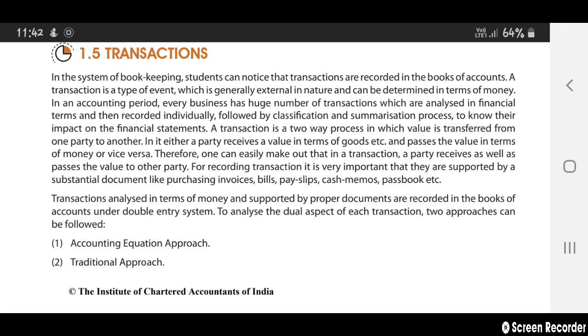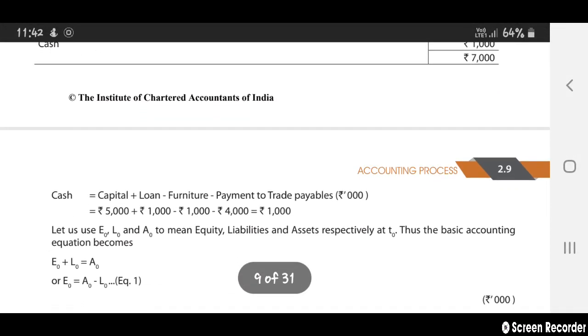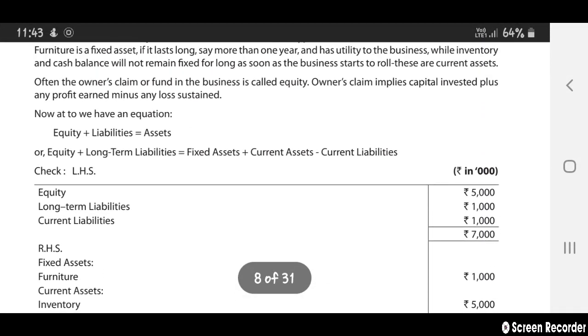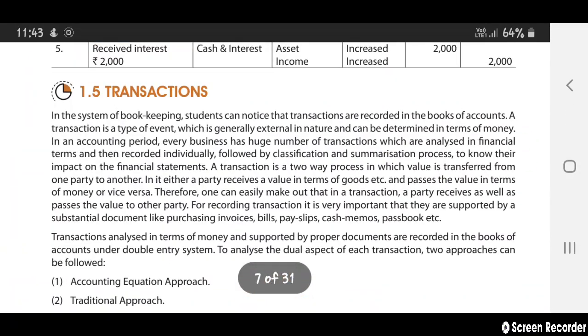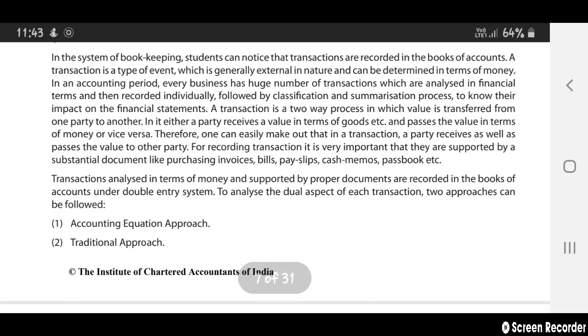Next is transaction. In the system of bookkeeping, students, you can notice that transactions are recorded in the books of accounting. You will record what transactions happened, why they happened, and the reason for the transaction. In bookkeeping you will know. Similarly, a transaction is a type of event. It is an event which is generally external in nature and can be determined.